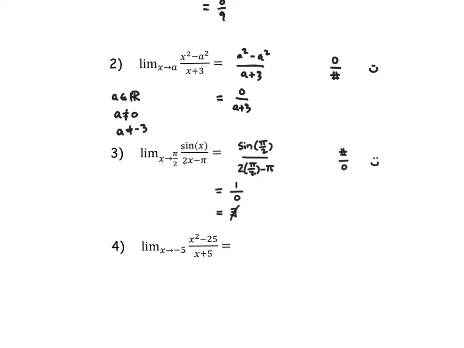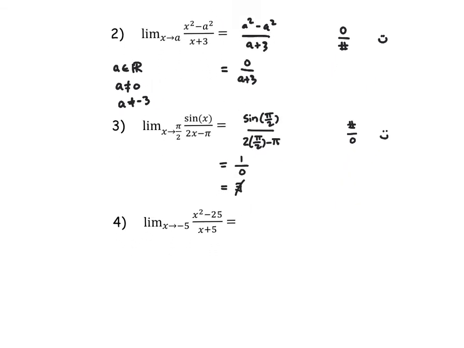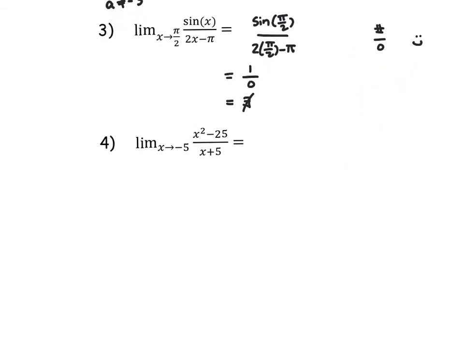Okay, let's look at the 4th example. Up until this case, if we got a number over a number, 0 over a number, or a number over a 0, we were complete. All work was finished. But let's look at number 4. The limit as x approaches -5 of (x squared minus 25) over (x plus 5). Well, that would be ((-5) squared minus 25) over (-5 plus 5). This gives us 25 minus 25, which is 0, over -5 plus 5, which is also 0.